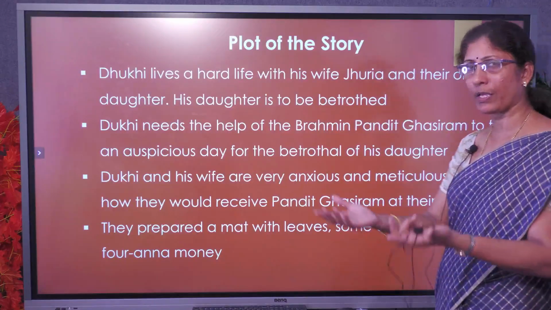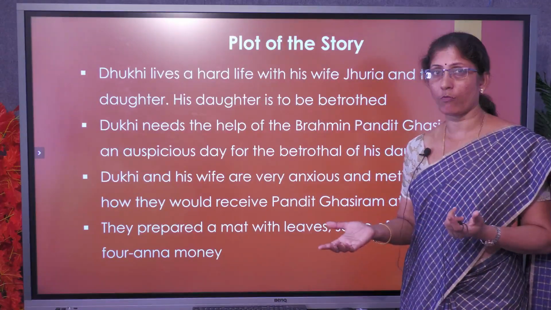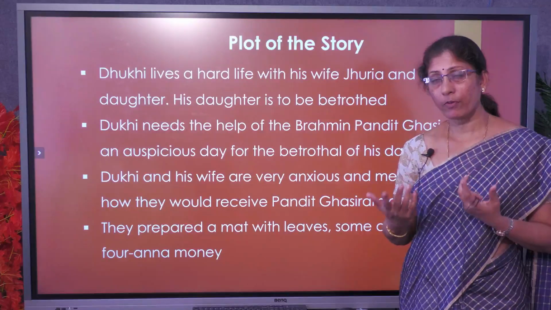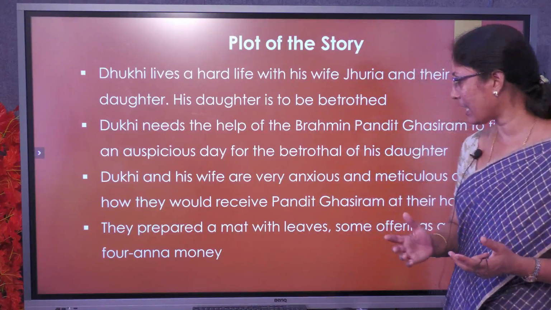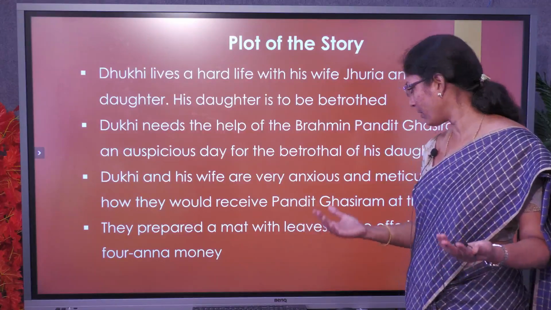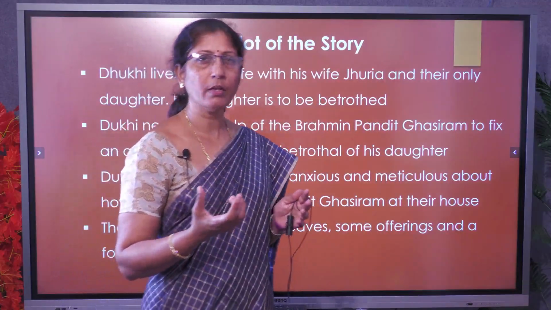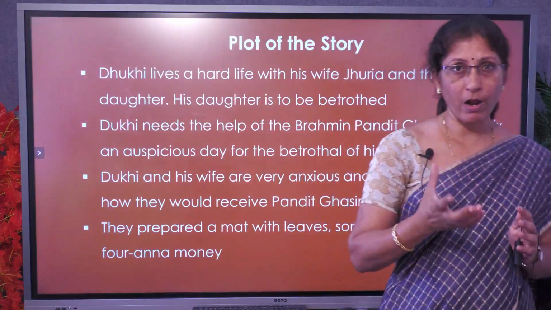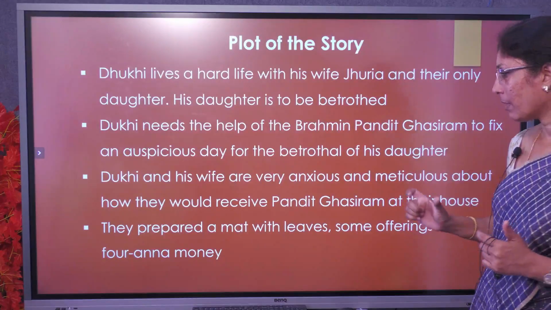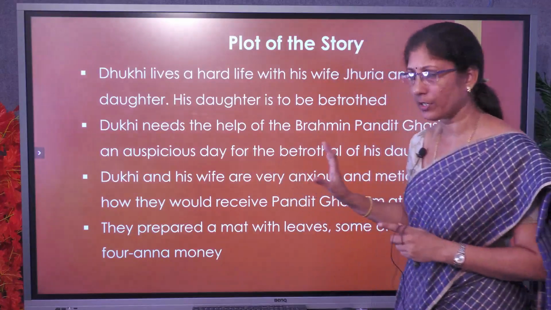First they want to make a cot to offer a seat for Gasiram. But their cot is not in good condition, and they are ready to bring another cot from their neighbor's house. But again, they feel that Gasiram may not like that cot. So finally, they decide to make a mat with leaves. They prepared a mat with leaves, and they bought some offerings: some dal, some flour, some semolina, and they also made ready four annas of money to offer him. So that's the situation here.